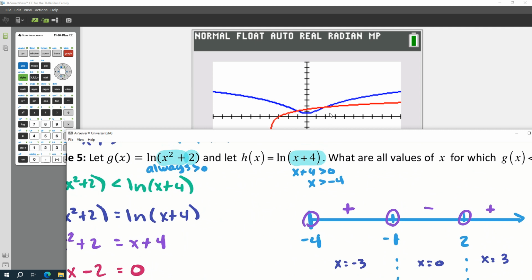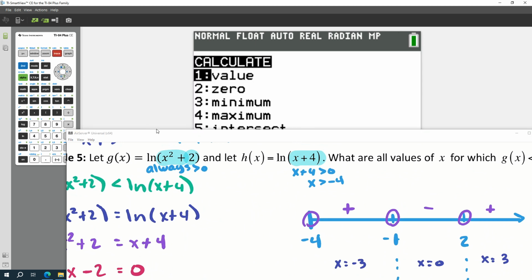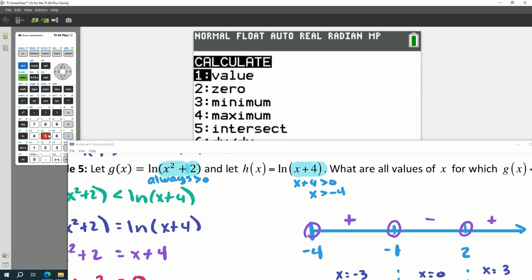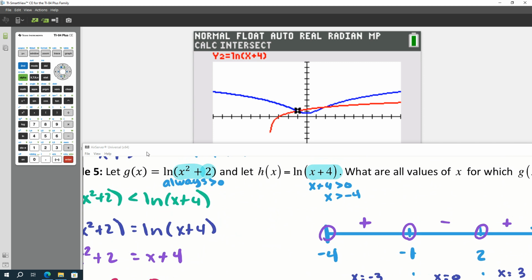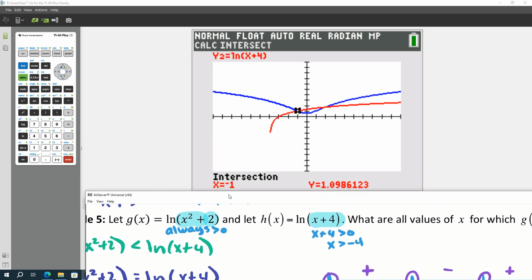Now, if you can't tell, like if it's at a decimal, you would want to find where those two intersect, which is going to be second trace number 5. And then you just move close and hit enter 3 times. And it gives you that intersection point. All right.